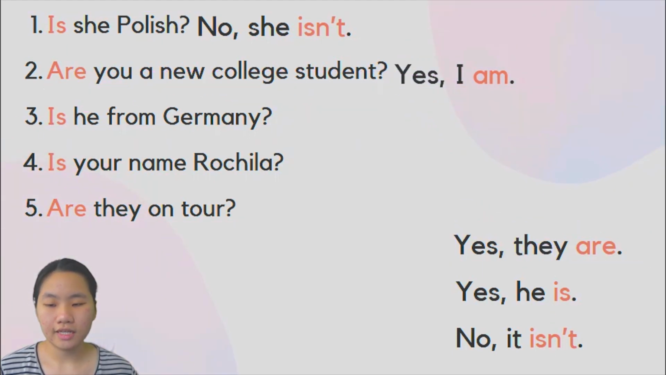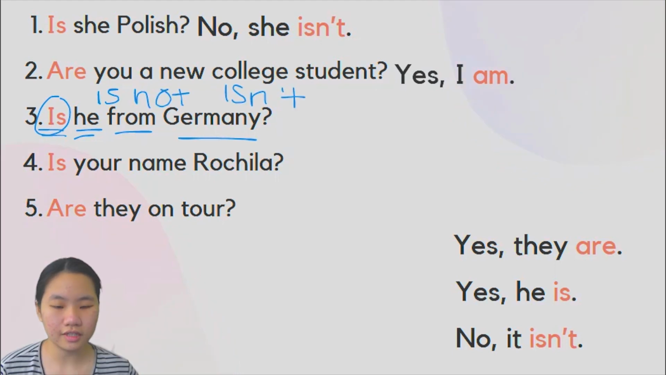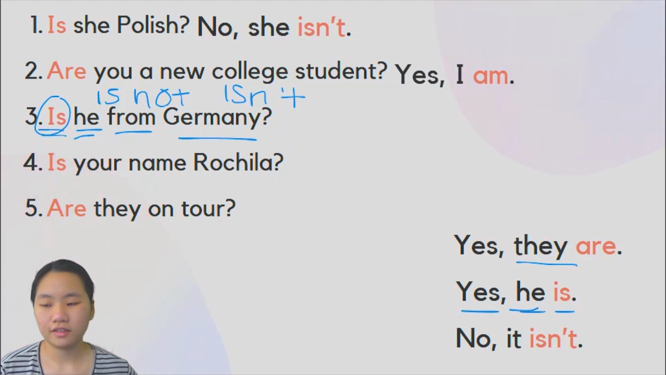Third question, is he from Germany? We're looking for an is and we're looking for a he. We can be looking for is or we can be looking for is not or isn't. So let's see. This one is they. Incorrect. This one is he. Yes, he is.